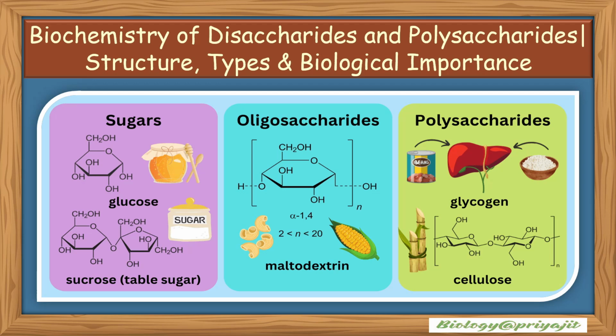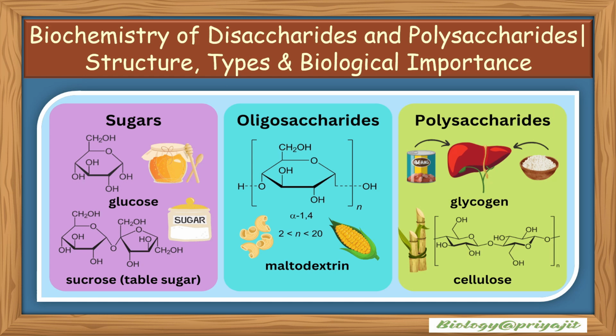Today we will explore an important topic in carbohydrate biochemistry, that is disaccharides and polysaccharides. These are carbohydrates formed by the combination of simple sugars or monosaccharides through glycosidic bonds. Disaccharides, such as maltose, sucrose and lactose, are made up of two monosaccharide units joined by O-glycosidic linkage formed through a dehydration reaction. They serve as important sources of energy and act as intermediates in metabolic processes.